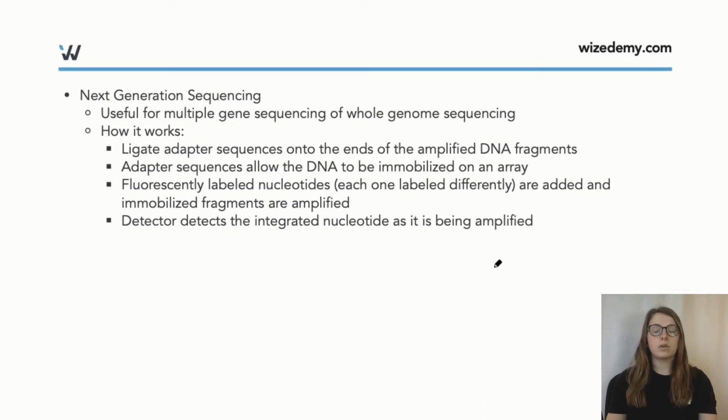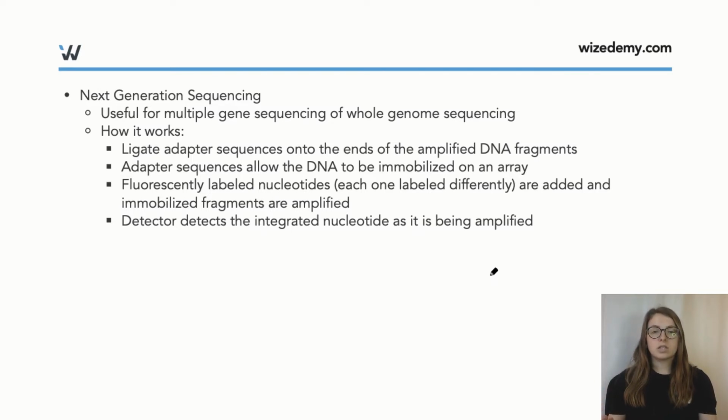The most powerful, but also the most expensive tool for sequencing is called next-generation sequencing, and it's useful for when you want to sequence multiple genes or a whole genome. How it works is you need to ligate adapter sequences onto the ends of all of your amplified DNA fragments. So you would have gone through isolation, you would have fragmented, you would have amplified, and then you would have put adapter sequences onto the ends.